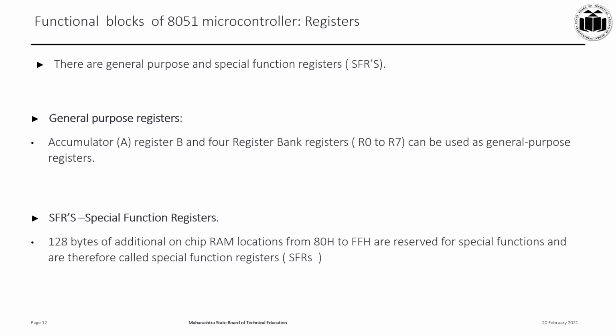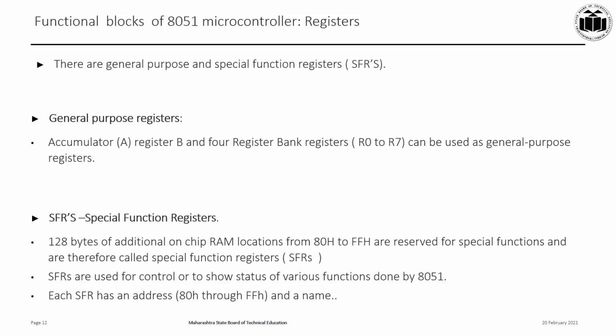Special function registers. 128 bytes of additional on-chip RAM locations from 80 hex to FF hex are reserved for special functions, and therefore they are called the special function registers. They are used for control or to show the status of various functions which are done by the 8051 microcontroller. And each SFR has got a name and an address which is from 80 hex to FF hex.